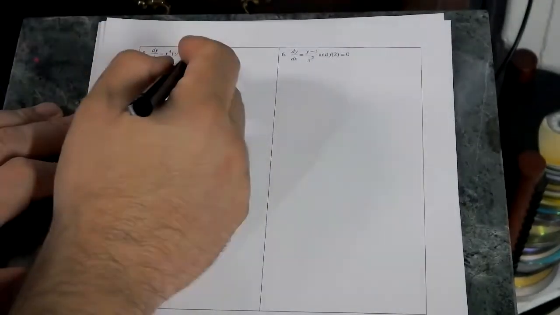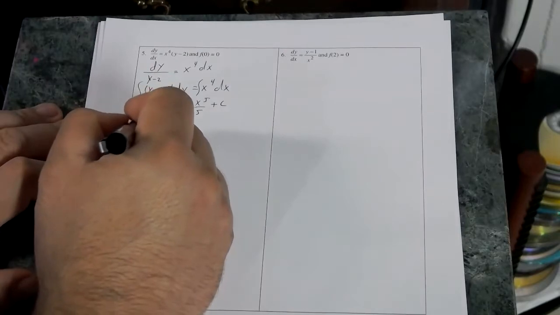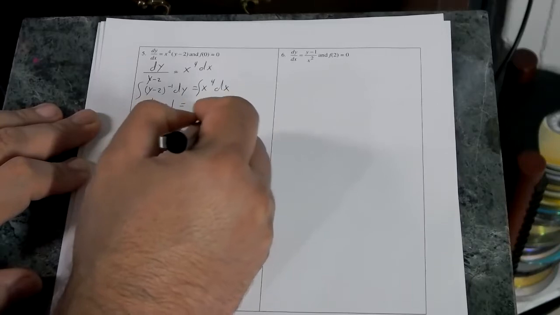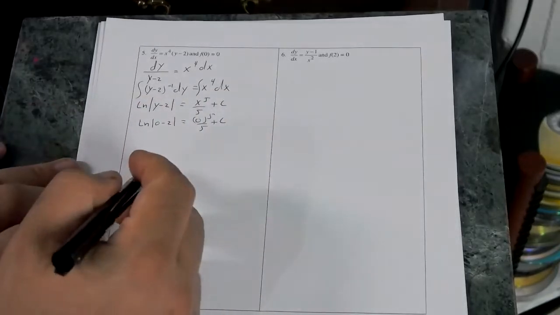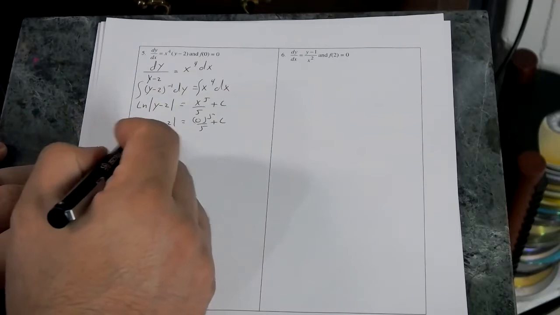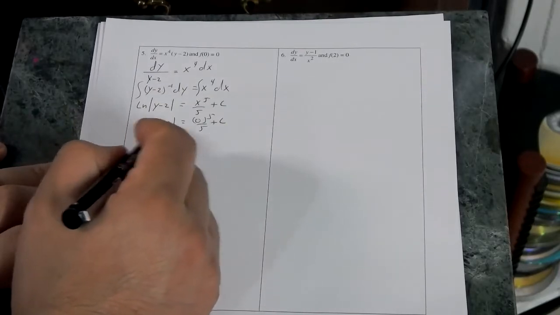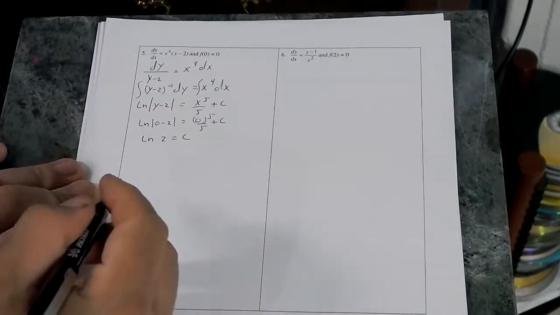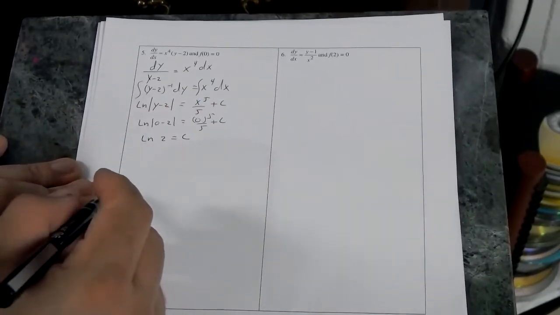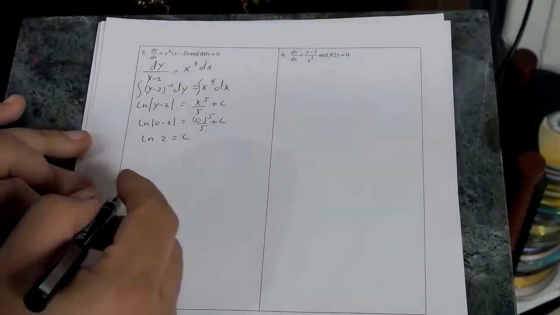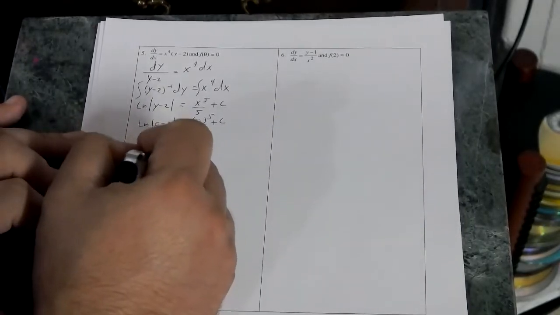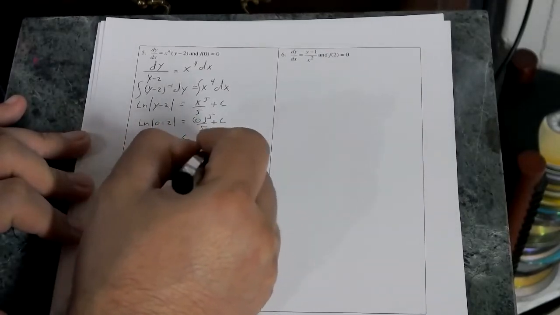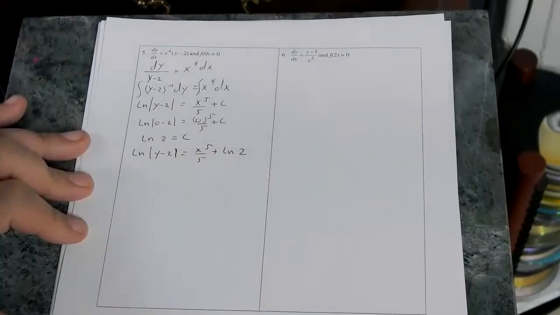Plug in the initial condition of 0, 0. So we get the natural log of 0 minus 2 equaling 0 to the fifth over 5 plus c. So this is the natural log of 2, because the absolute value of negative 2 is 2. So we get the natural log of 2 is c. So what do I end up with? Natural log of y minus 2 equaling x to the fifth over 5 plus natural log of 2.